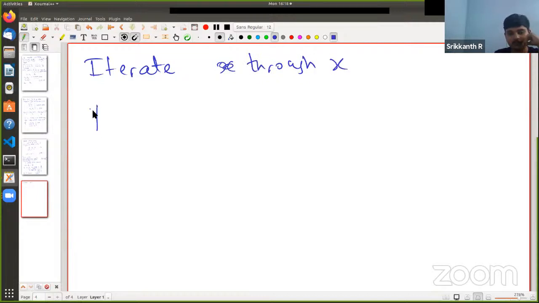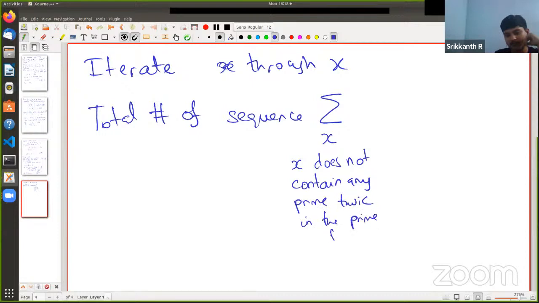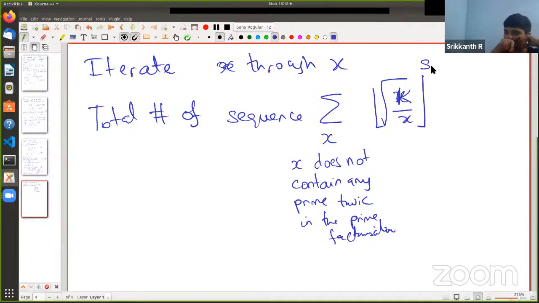So the total number of sequences will be the sum over all x such that x does not contain any prime twice in the prime factorization, of floor(square root of k by x) to the power s. Essentially, what this means is x should not contain something like p1 square. So we can call x square free.